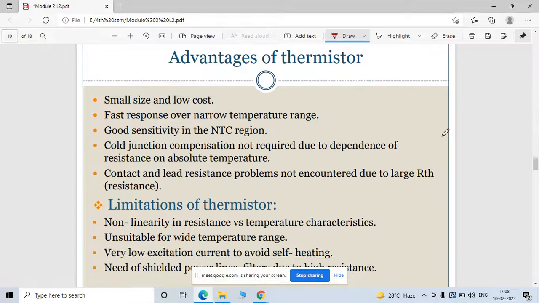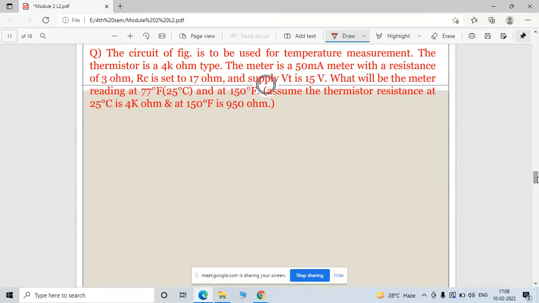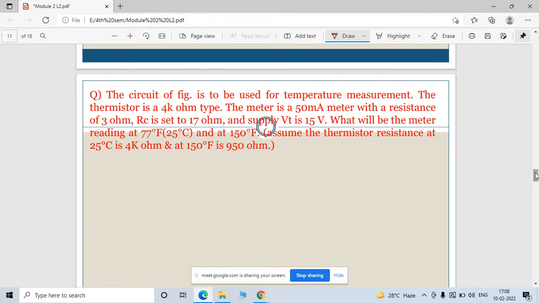Now, these are the advantages of the thermistor and these are the limitations of the thermistor. So please go through these advantages and disadvantages. And this is one example which I want to take. See, generally it has a graph. Okay, so in this question I actually forgot to draw the graph in the figure.